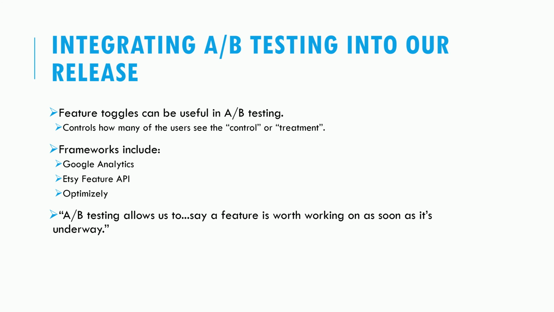All right, so then we integrate A/B testing into our releases. So feature toggles can be useful in A/B testing. So that pretty much is being able to control what users see, what users can use, and there are some frameworks to be able to monitor or even help you use A/B testing in your environment that are already made out there for you.